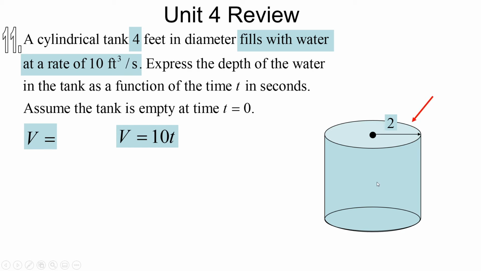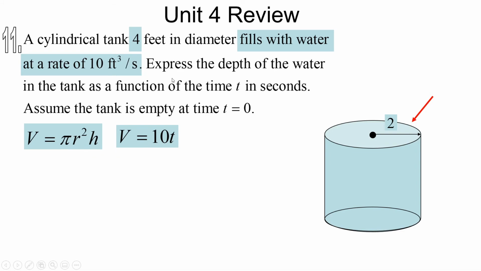Okay, oh, before I do that, let's go. What's the volume of a cylinder? It's area of the base times the height. Well, the base is a perfect circle, pi r squared, times the height, pi r squared h. So volume is pi times radius squared times h, and the volume of water in this tank is 10t. Those would have to equal each other.